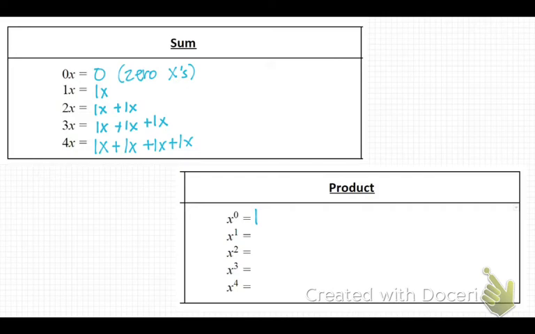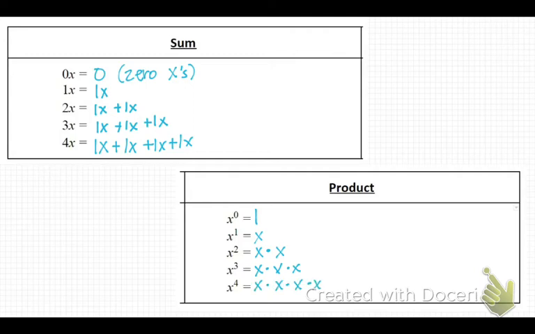Okay, so if I have x to the first power, how many x's are there? There is 1x. And this time it's a product, so I'm multiplying, okay? In x squared, there are 2 x's, and they are being multiplied together, okay? X cubed, how many are multiplied? 3. Okay, and x to the 4th, I'm going to multiply 4 of them, okay?